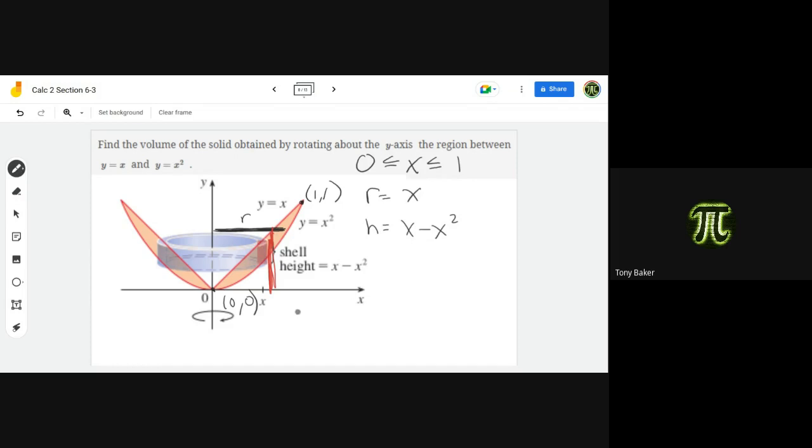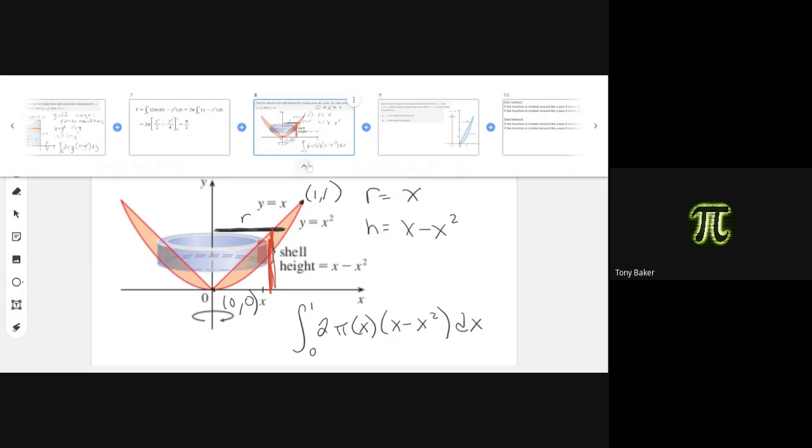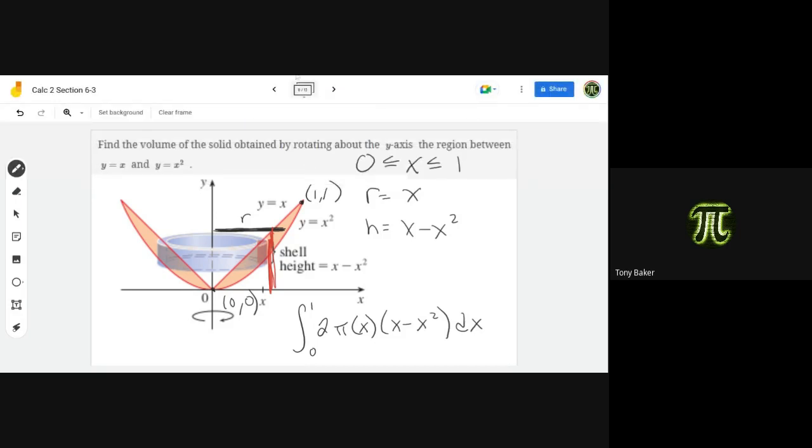All right, so my integral, we're going from 0 to 1. It's 2 pi times my radius, which is x, times my height. All right, find my integral. Do the math.